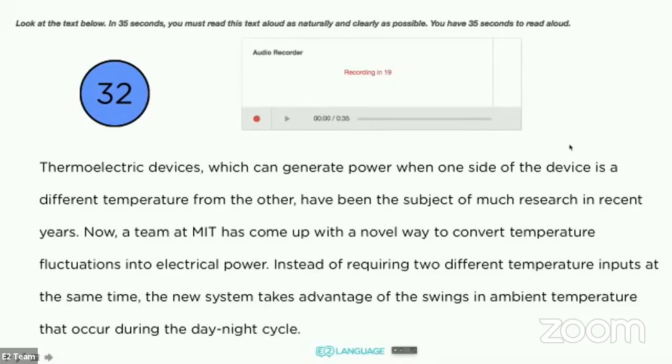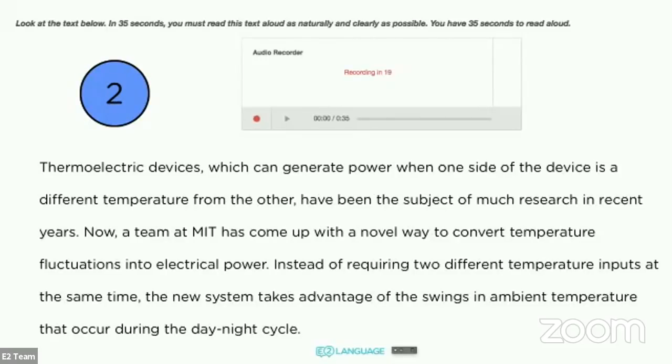Thermoelectric devices, which can generate power when one side of the device is a different temperature from the other, have been the subject of much research in recent years. Now, a team at MIT has come up with a novel way to convert temperature fluctuations into electrical power. Instead of requiring two different temperature inputs at the same time, the new system takes advantage of the swings in ambient temperature that occur during the day-night cycle.